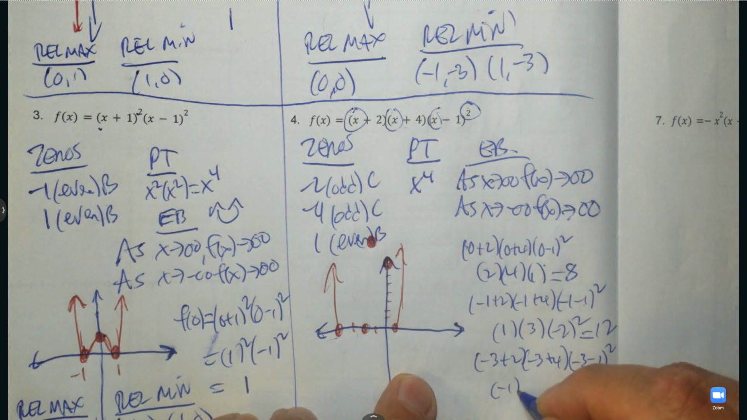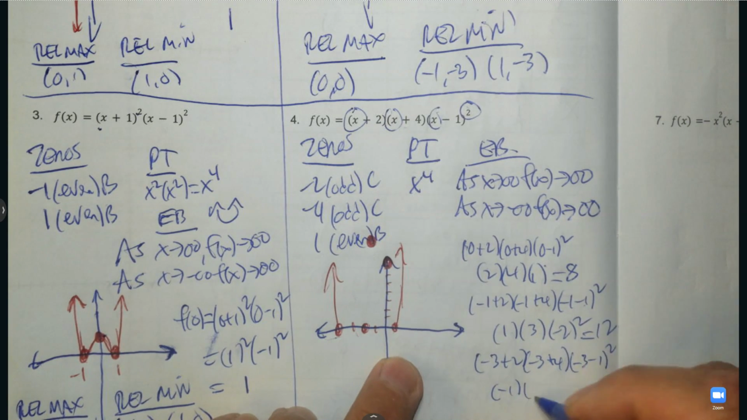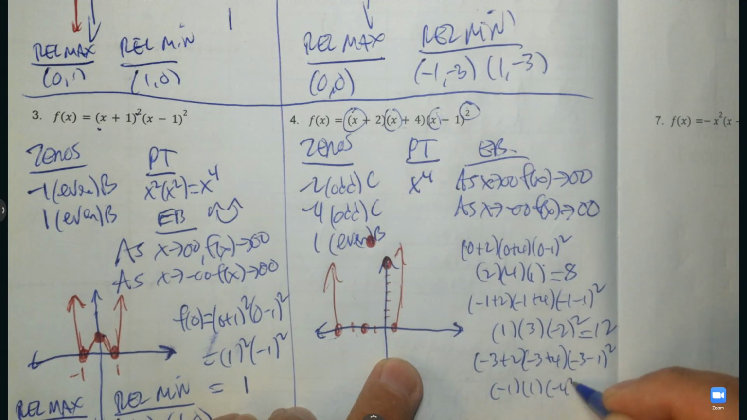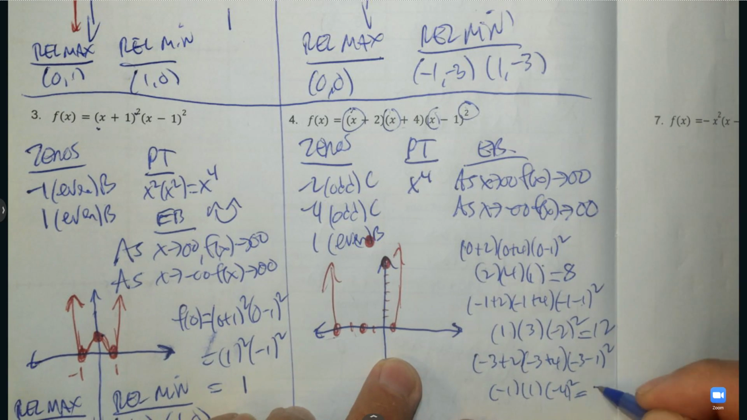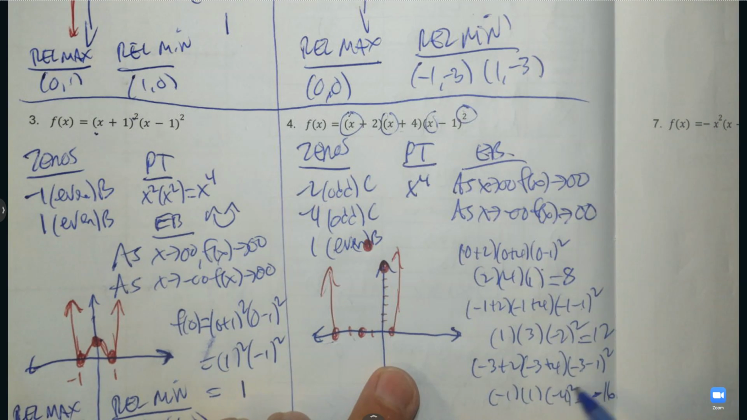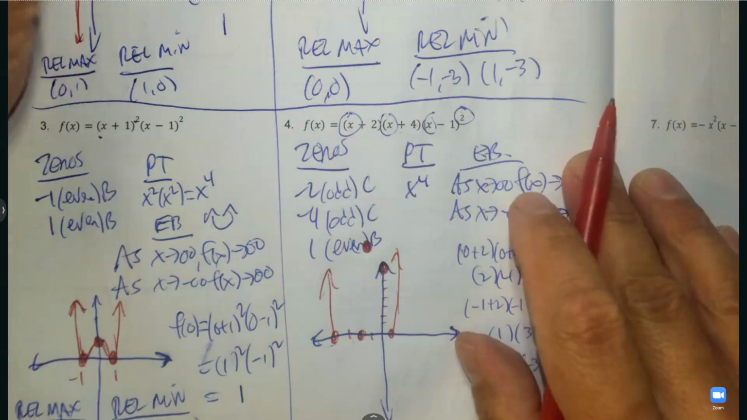That's going to give me -1, +1, and then -4 squared. So -4 squared is 16, but the -1 in front makes it -16.